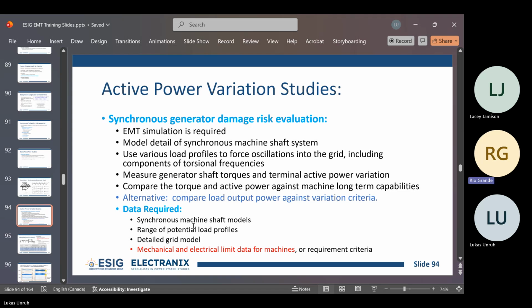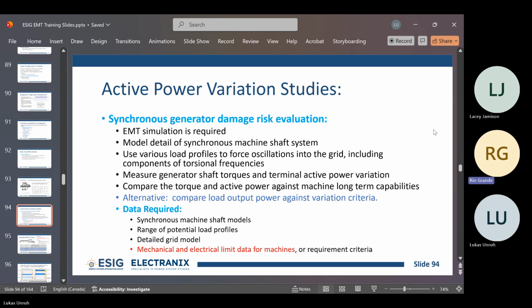Data required, again, we talked about these. You need a detailed grid model as well. And I'll say the alternative here, right? If you're doing a detailed study and trying to figure out the impact of this load on this generator, this is the kind of information you need. If you have a blanket requirement on the load fluctuations that are allowed in the system, then your job gets a lot easier. You can just say, you have to stay within this band.